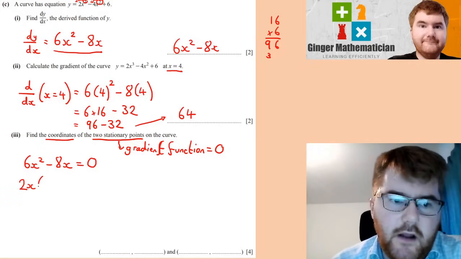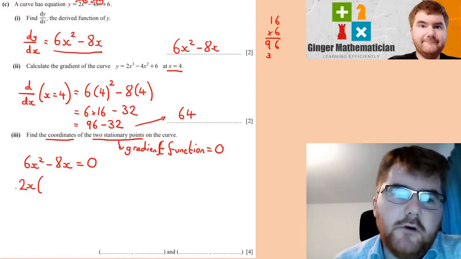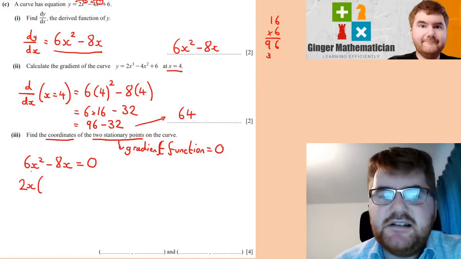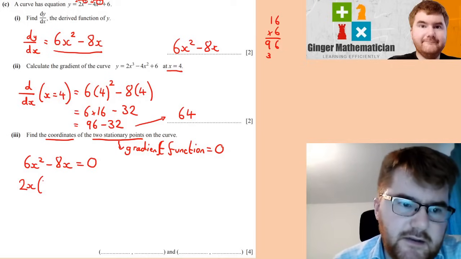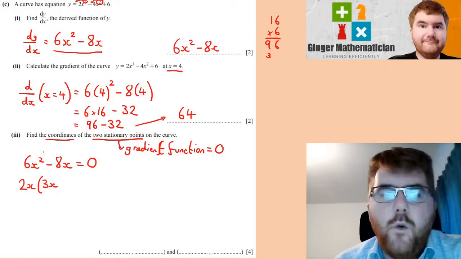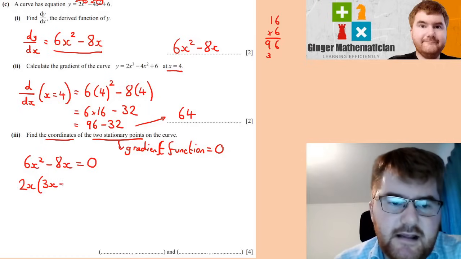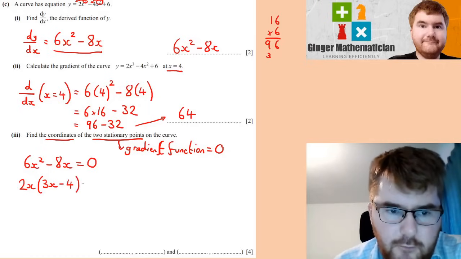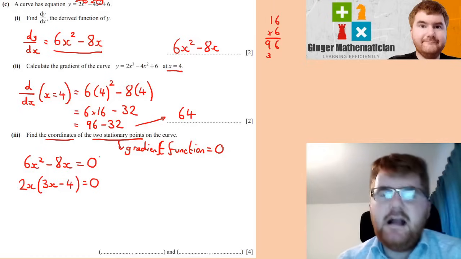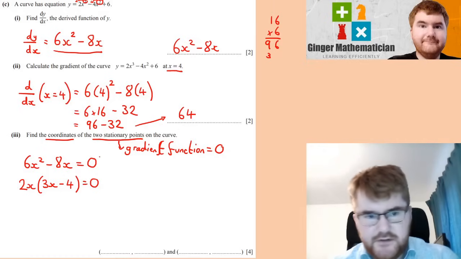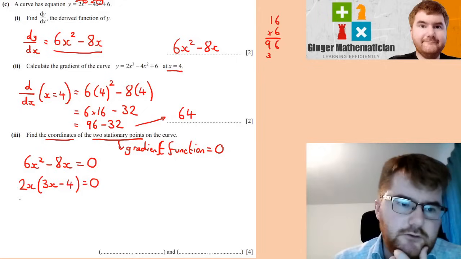So then we open up our bracket. What do we multiply 2x by to get 6x squared? Well, that's going to be 3. 3 times 2 is 6, and an x. What do we multiply 2x by to get minus 8x? That's going to be minus 4, is equal to 0. And just like we did in one of the paper 2 questions, we use our null law.